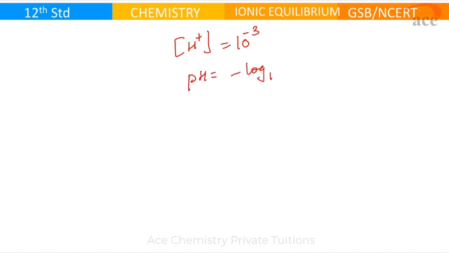Minus log to the base 10. Correct? Do we have time to do all these things? No. By the way, what is the answer you will be getting? Correct? So what shortcut we have? Whatever is the power, that comes as the answer. So if H plus is 10 raised to minus 3, pH becomes 3.